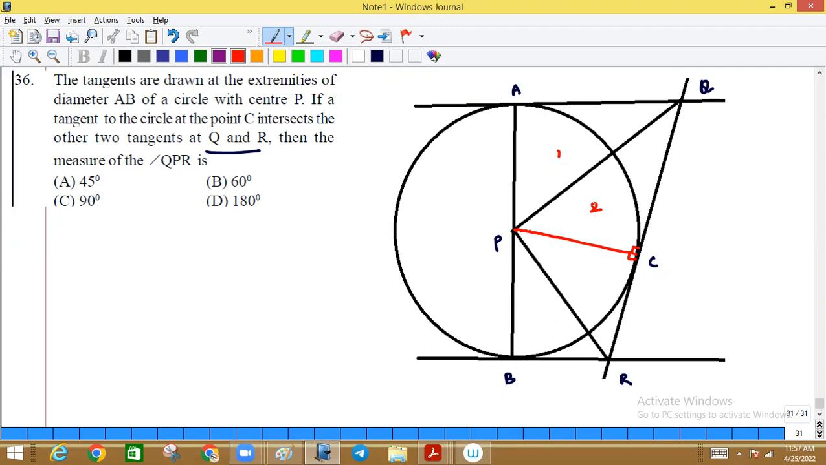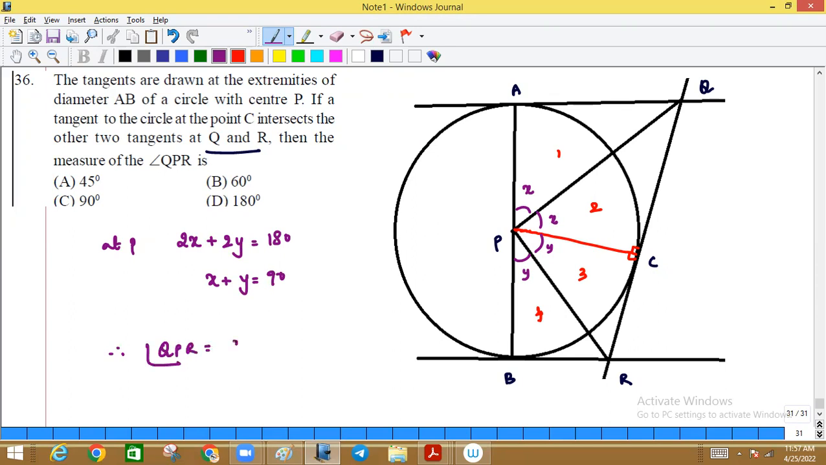Triangle 1 and 2, what kind of triangles are these? Congruent triangles. 3 and 4 also congruent triangles. We know from an external point, if you draw two tangents, these two triangles are what? Congruent to each other. If it is x degrees, what about this? This is y degrees, this is also y. So at P, 2x plus 2y becomes 180. What is x plus y? It becomes 90. Therefore, what is QPR? X plus y only, right? So QPR becomes half of 180. That is 90 degrees over there. Copy.